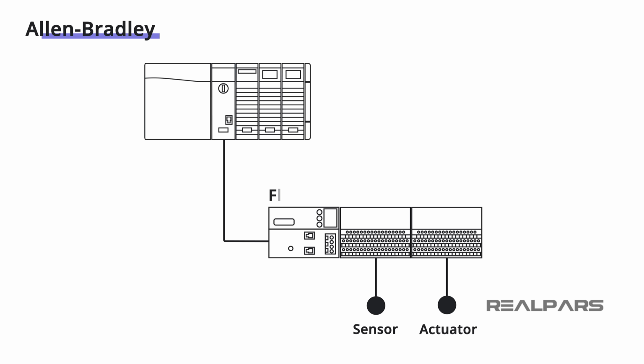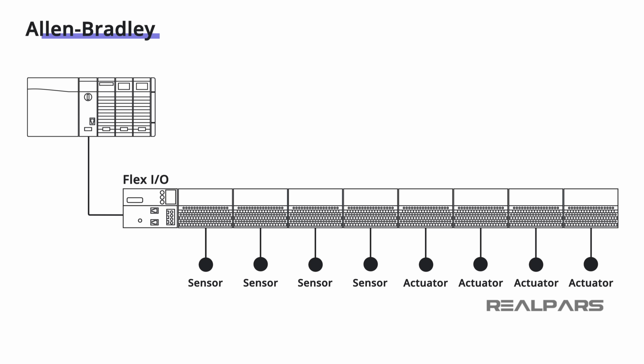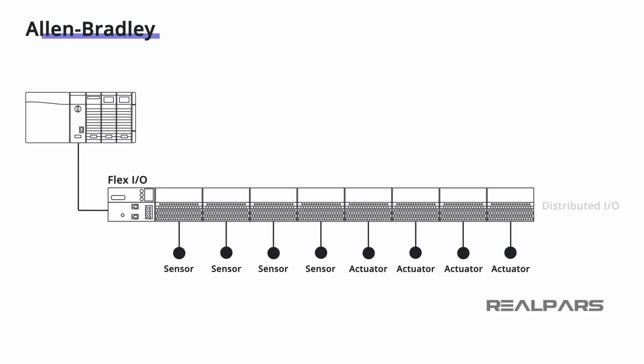Allen-Bradley has Flex I/O, which is a modular I/O system for distributed applications. The Flex I/O allows for the connection of up to 8 I/O modules and transfers I/O data to and from a central controller or PLC. Flex I/O is an example of distributed I/O, and the 8 modules connected to the Flex I/O are examples of remote I/O.